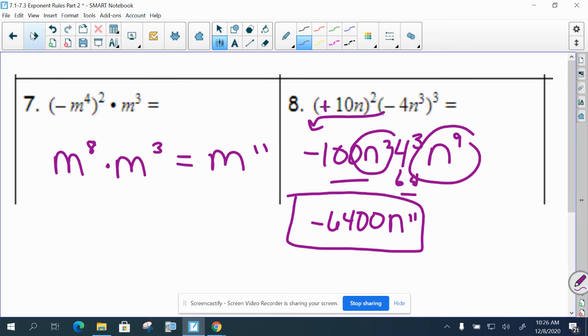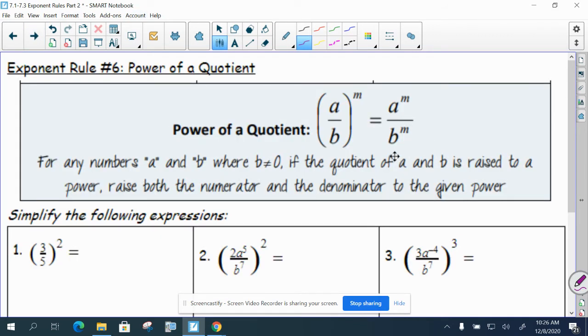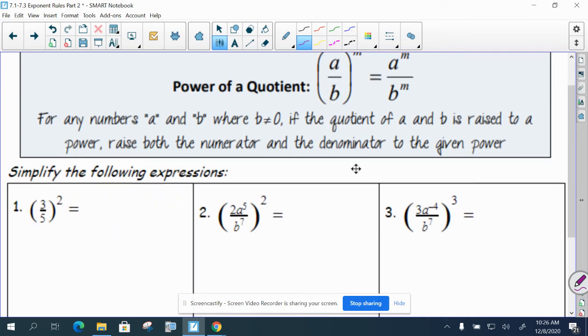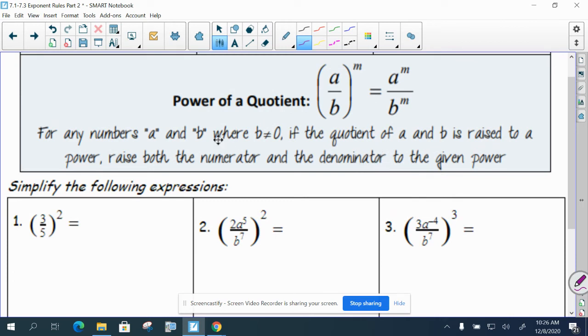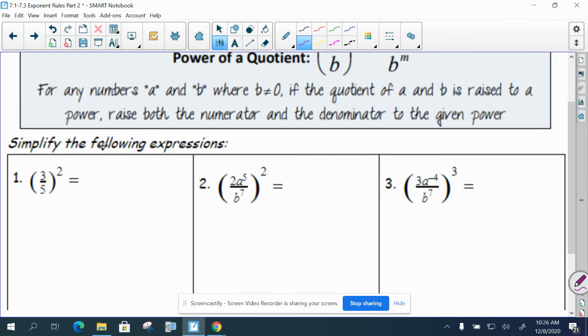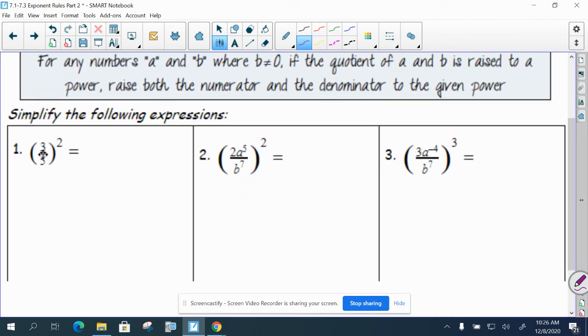And we've got one more type, which is the power of a quotient. So kind of like the power of a power, all you need to do is distribute this m into all of the terms that are inside of the parentheses. So this is where examples get a little bit harder. Okay, so make sure you take your time and go nice and slow. So here for number 1, you have 3 to the 5th squared. So you're going to do 3 squared and 5 squared, which would be 9 over 25.